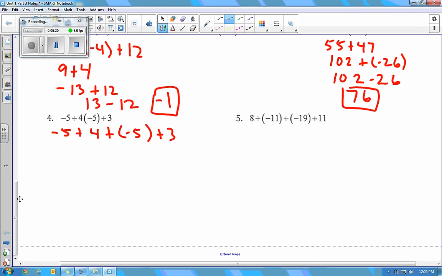So I'm going to add the negatives together first. -5 plus -5. Sign is the same, so I just add them. 5 plus 5, which is 10. And they were both negative, so now it's negative.